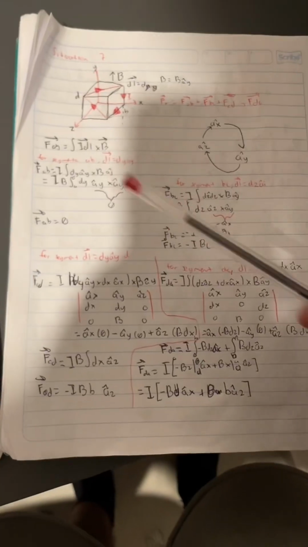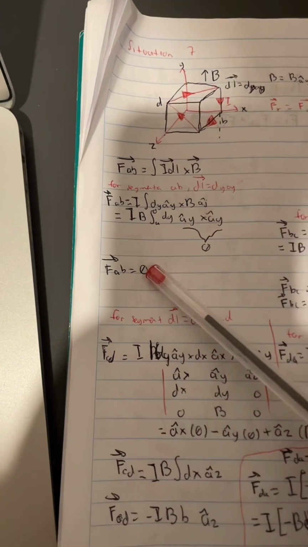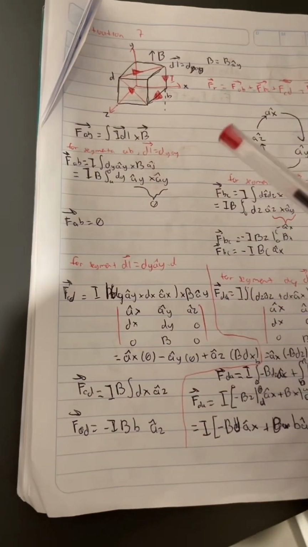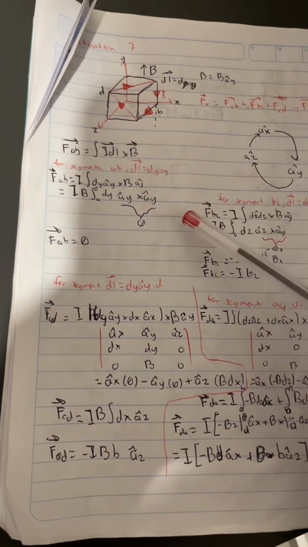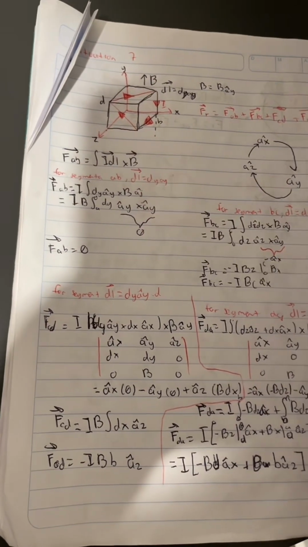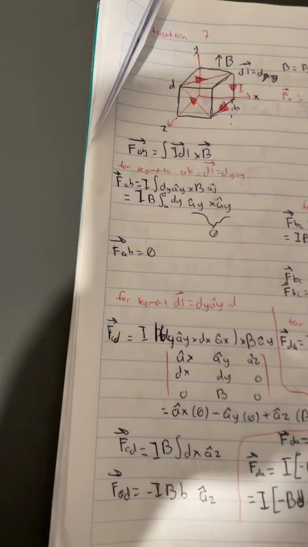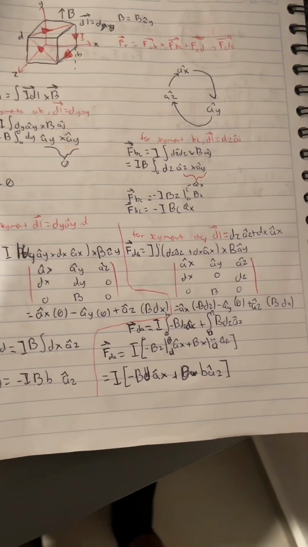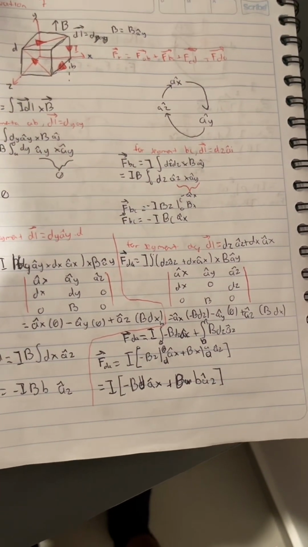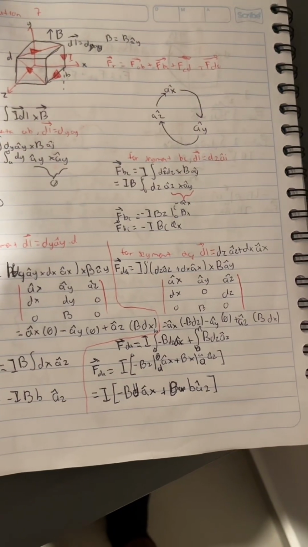Here we have our 4 segments, and our first segment is equal to 0. This is because I observe that the direction of the current element dl is parallel to the magnetic field B, so the cross product is equal to 0. Then BC flows in the a_z direction and the magnetic field is a_y. I compute the cross product and I solve it.